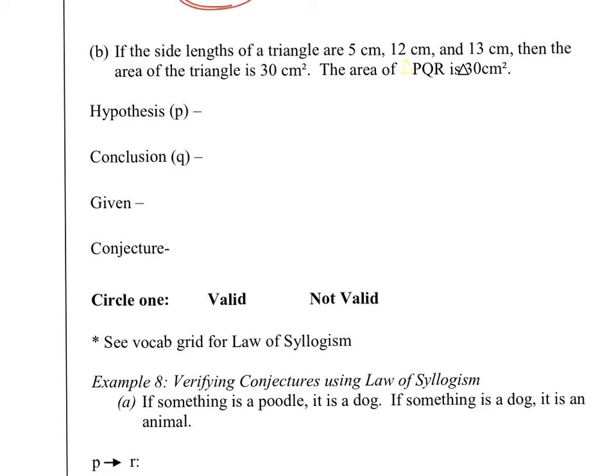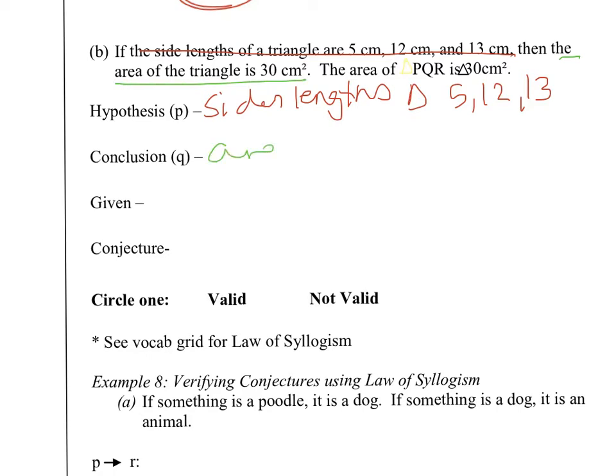All right, so hypothesis. We said hypothesis is everything after the word if. So the side lengths of the triangle are 5, 12, 13. The conclusion we said was everything after the word then. So that would be the area of the triangle is 30 square centimeters. So here we have a general statement. Hey, if you have a triangle that's 5, 12, 13, then the area of that triangle will be 30 centimeters squared. Okay, the next statement that sits by itself, that is going to be your given statement. So here is our given right here.